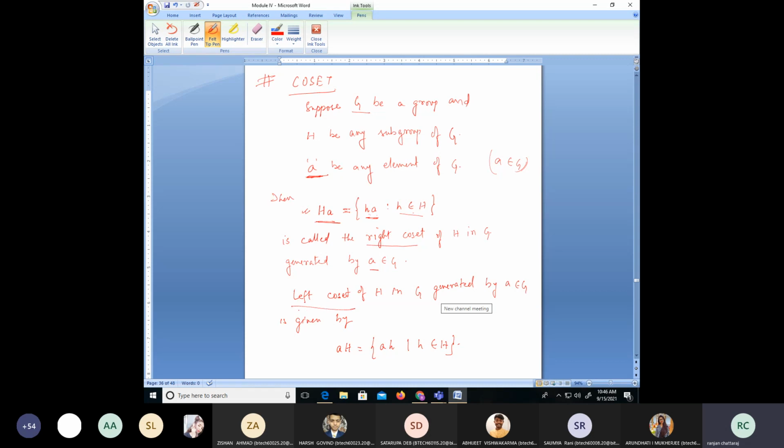And don't think that HA equals AH. If it is abelian, when we have AH equal to HA, then we can say the left and right cosets are the same. If it is not abelian, then we can't say that AH is equal to HA.